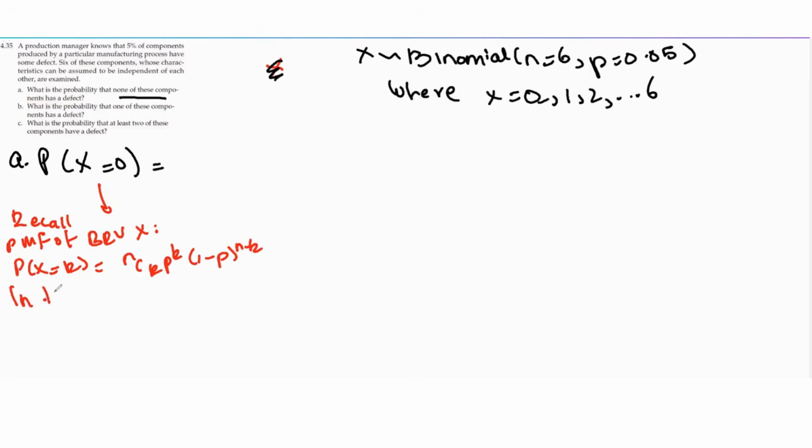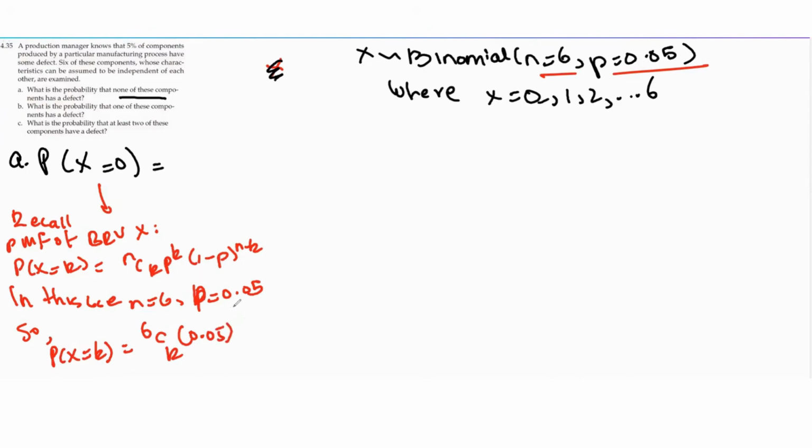Now in this particular case, n is 6 and p is 0.05, like we saw from here. So we can write the formula for the PMF as 6 choose k, 0.05 to the power k, and then 0.95 to the power 6 minus k. Now we'll just use this, right?